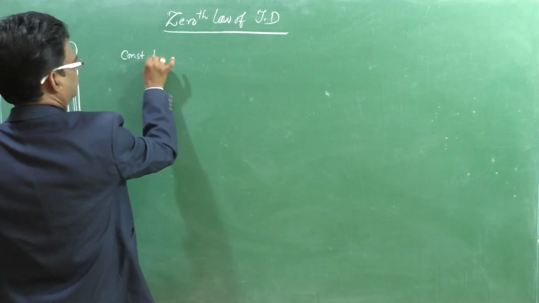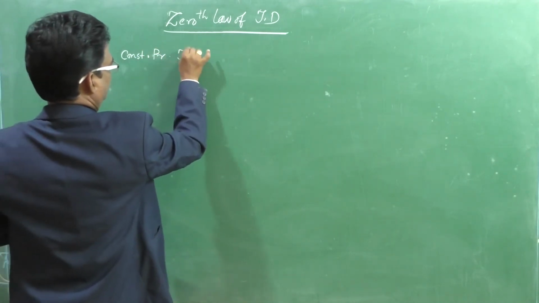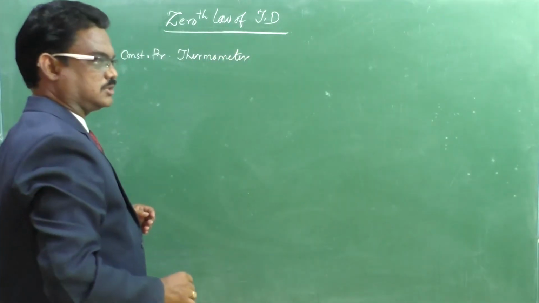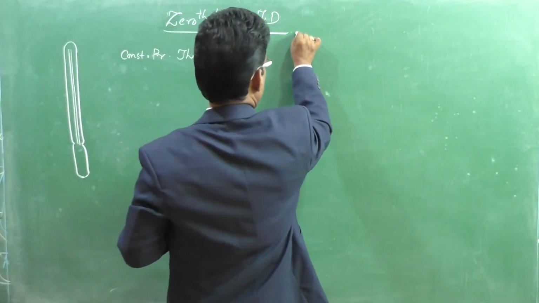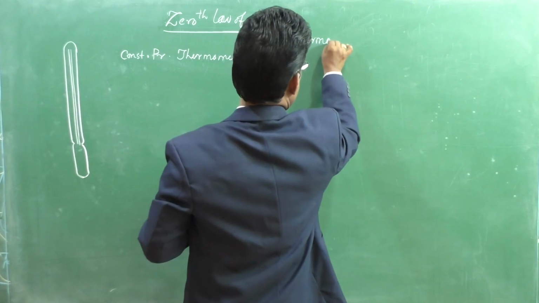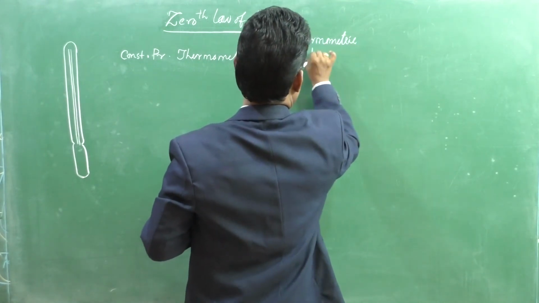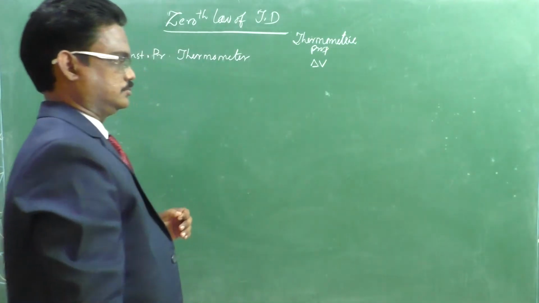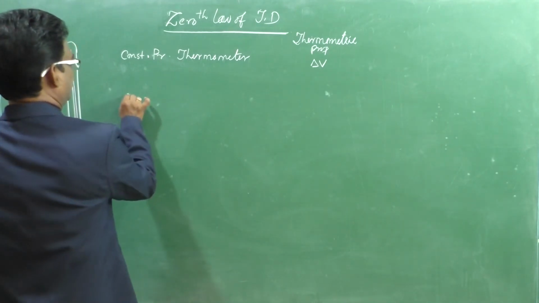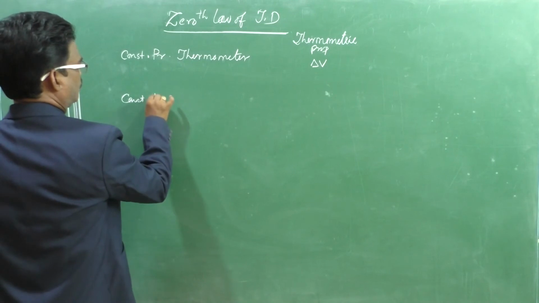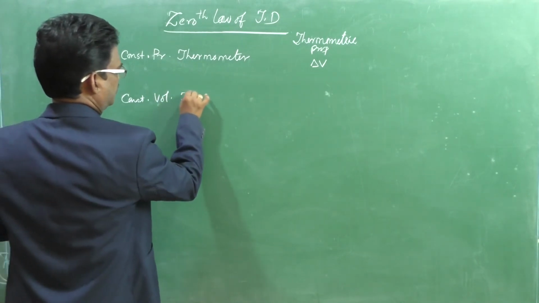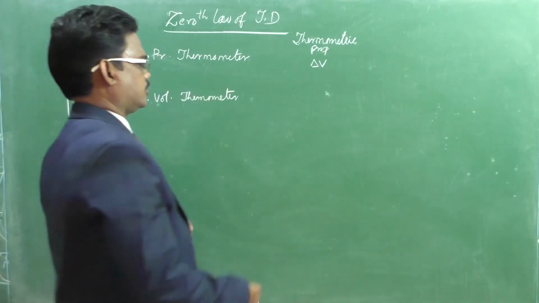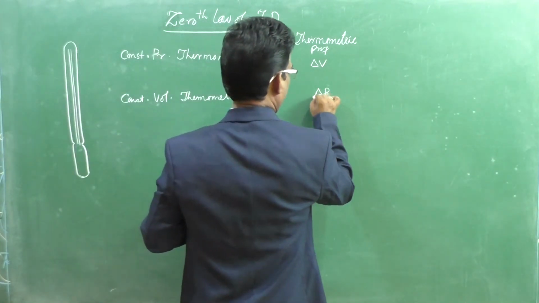Next, a constant pressure thermometer. What is the thermometric property? The thermometric property is delta V, the change in volume. And if you devise a constant volume thermometer, then the thermometric property is the change in pressure.